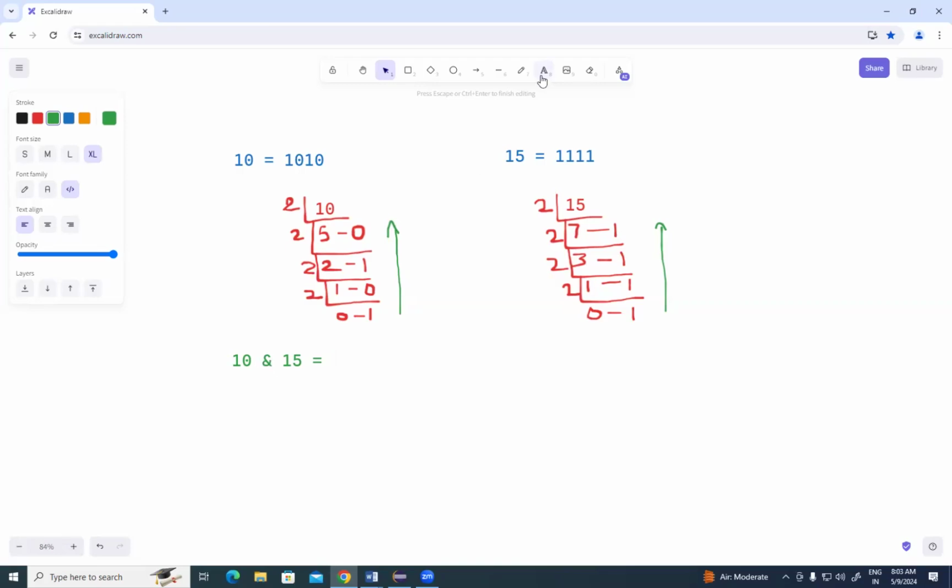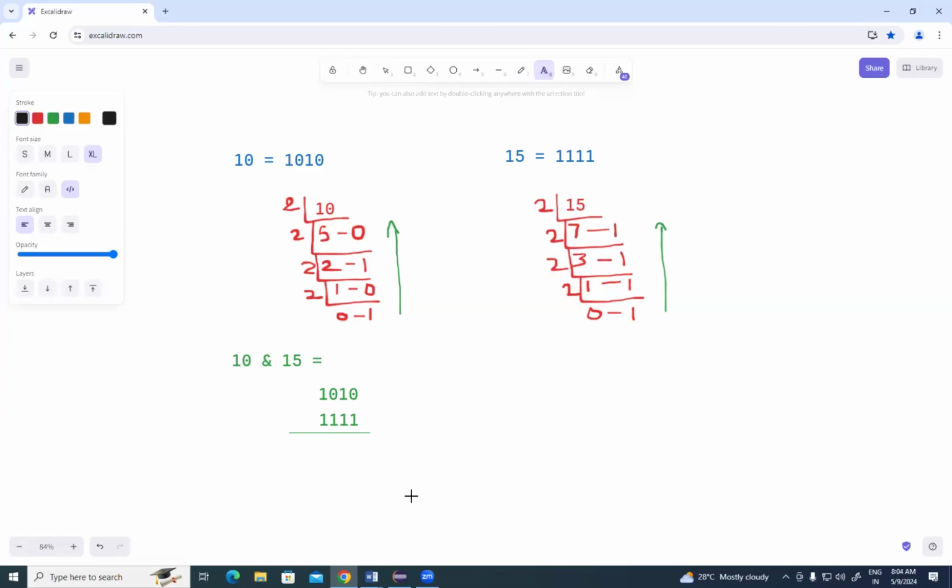First of all, tell me, folks, what is the binary equivalent of 10? What's the binary equivalent of 10, folks? Please tell me. 1 0 1 0. What's the binary equivalent of 15? 1 1 1 1. Yeah, please listen. Able to follow me, folks?